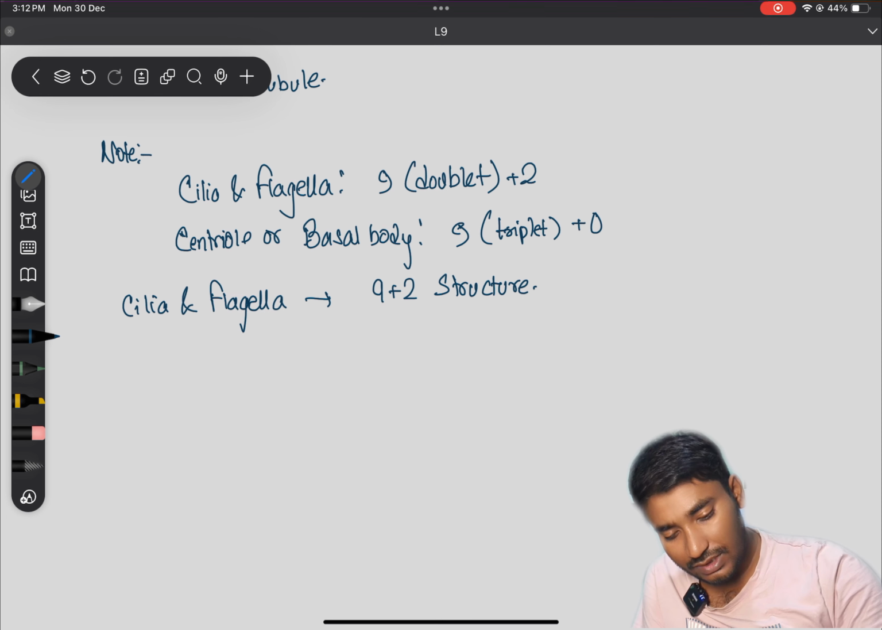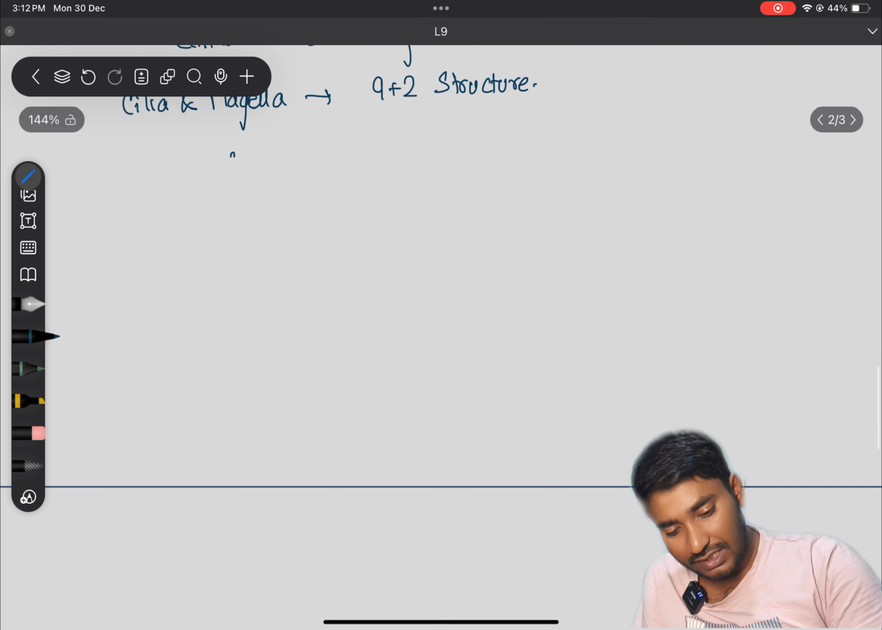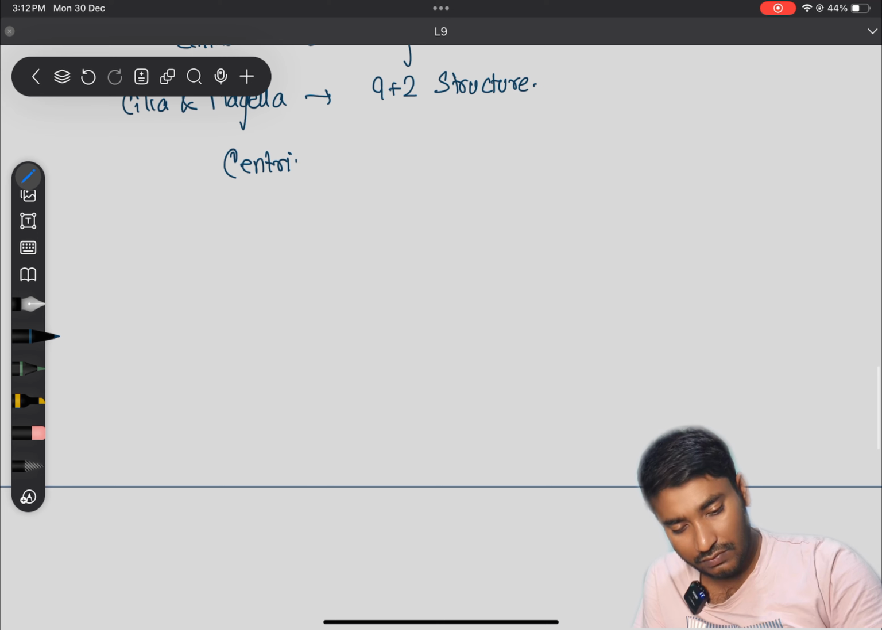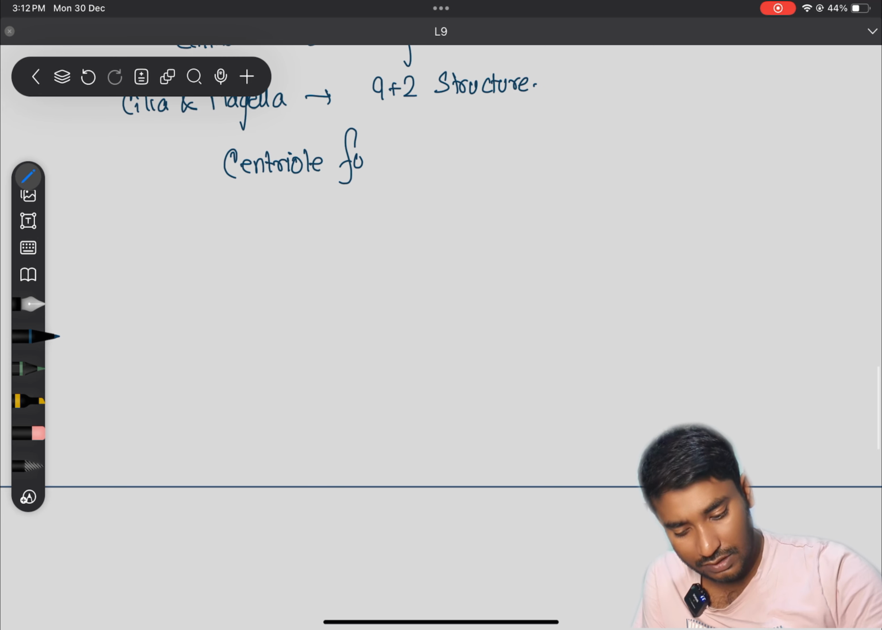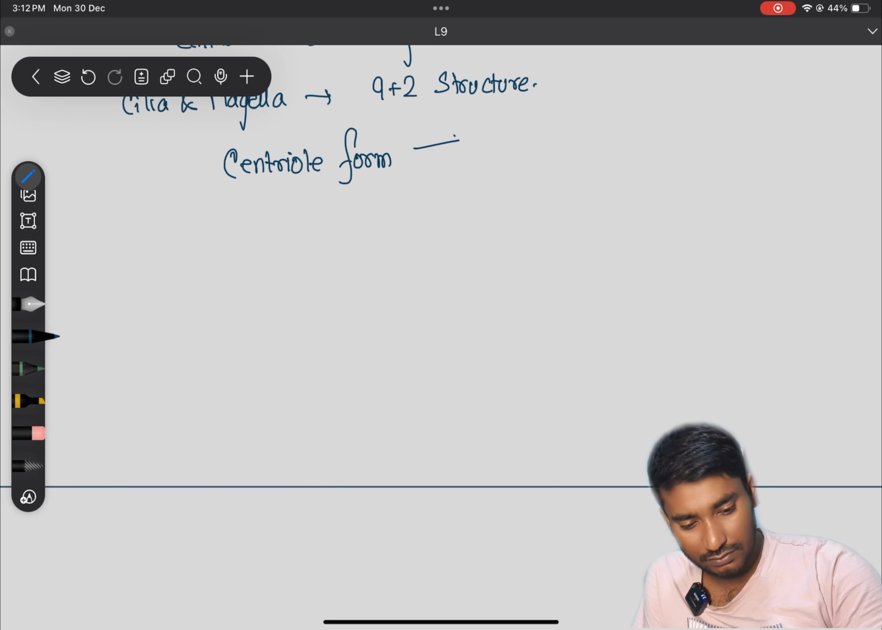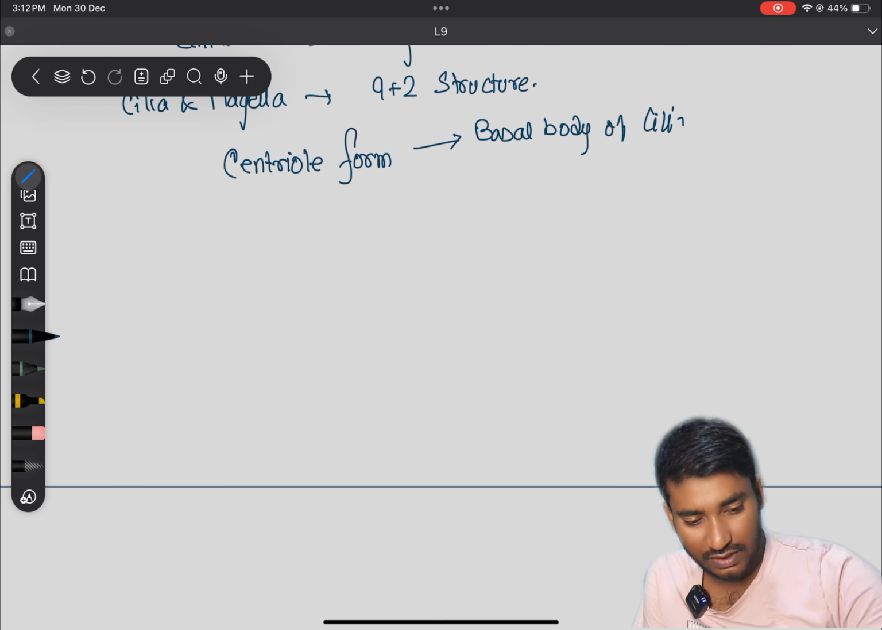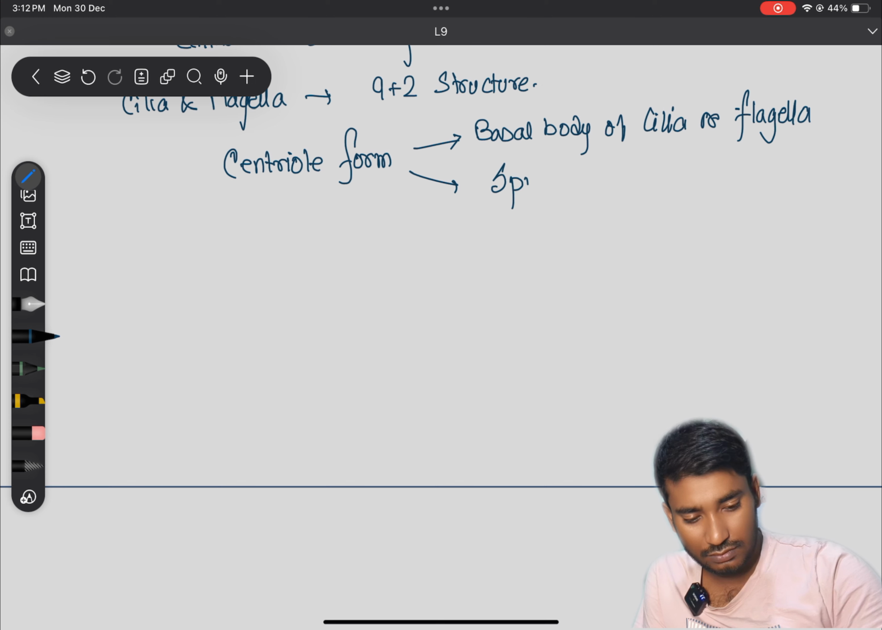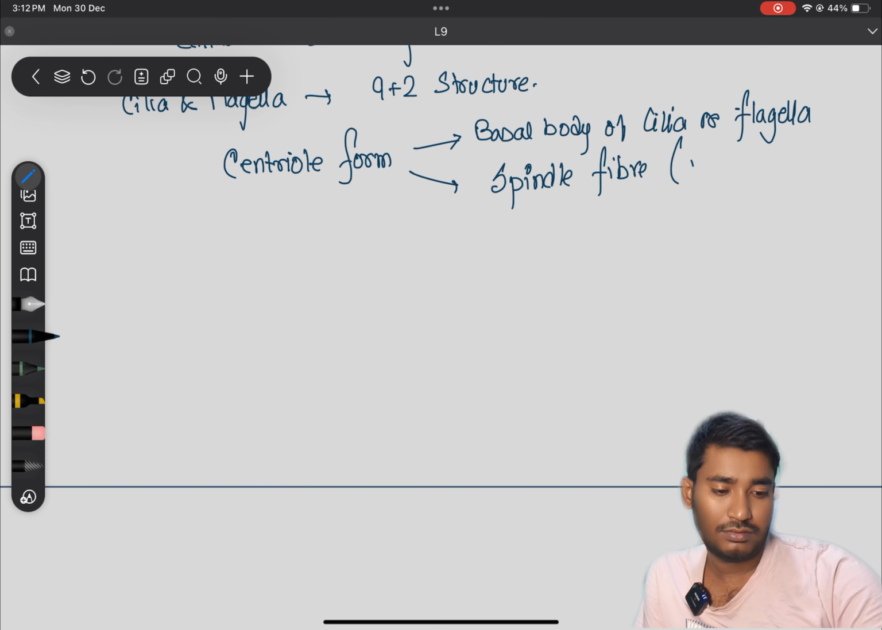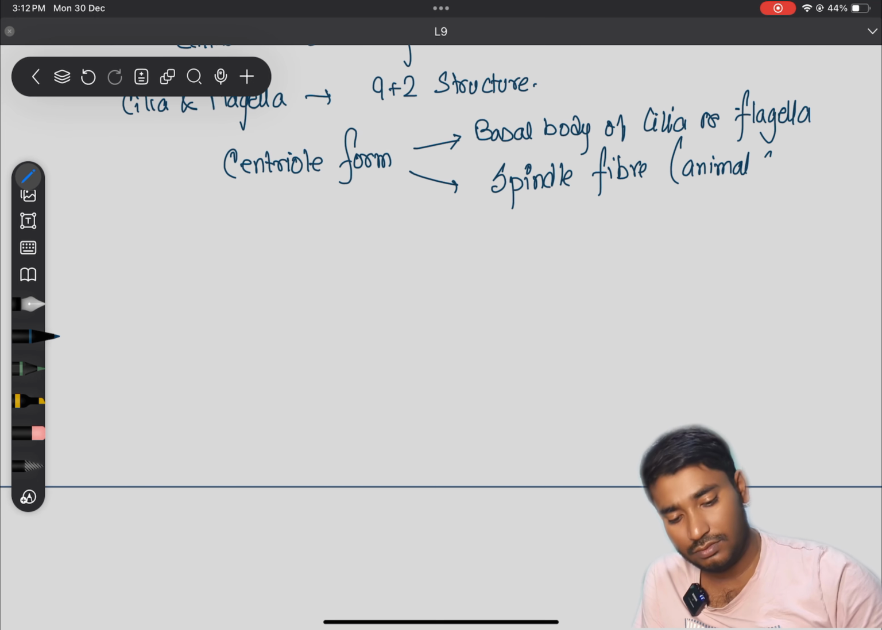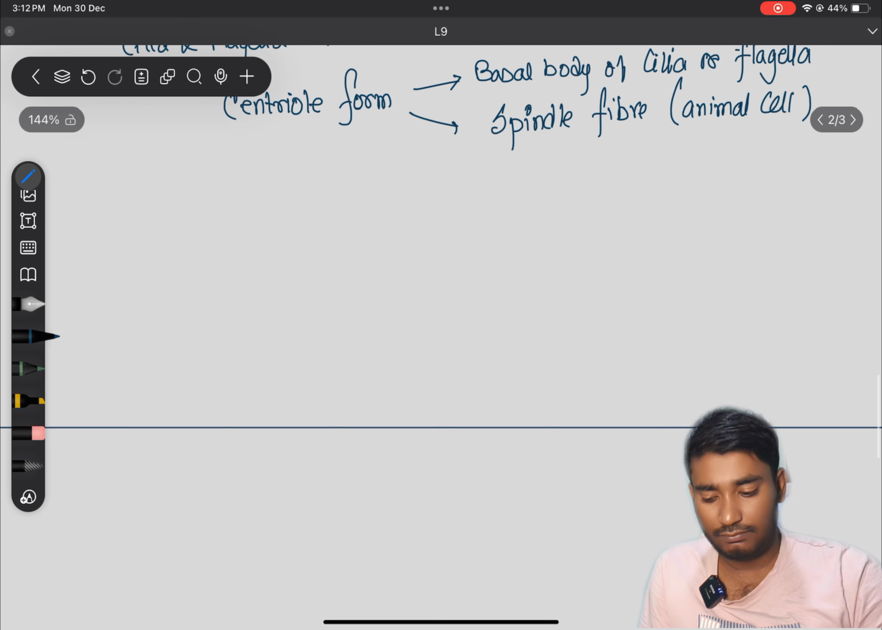Okay. The centriole forms the basal body of cilia or flagella and the spindle fiber in the animal cell. Okay, done.